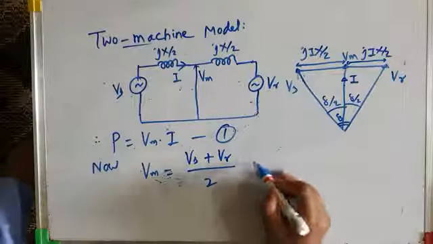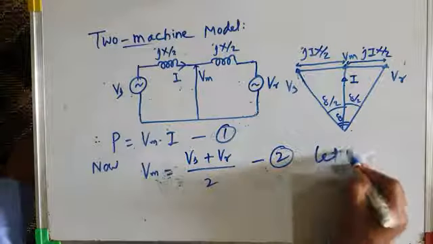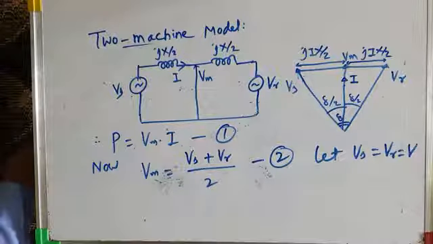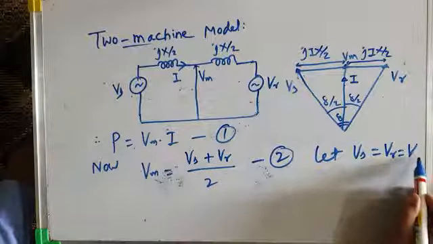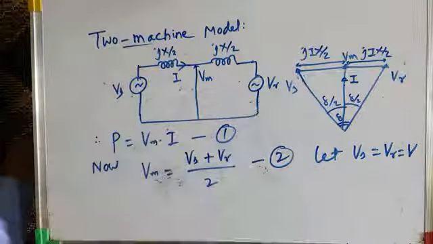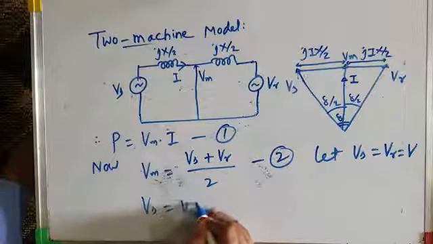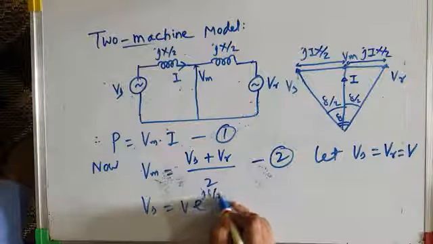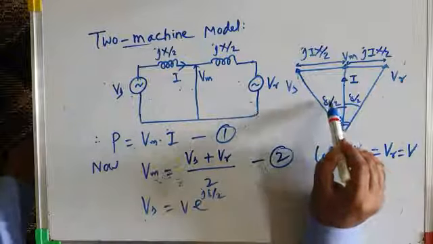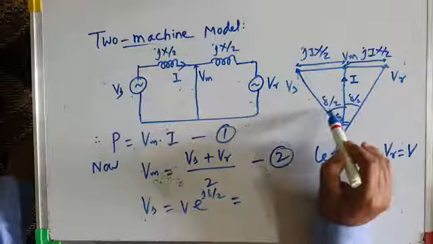So now let us call this equation 2. What is Vs, the sending end voltage? Let us assume that the sending end voltage is the same as the receiving end voltage, and let us say it is equal to V. Let Vs be equal to Vr, be equal to V. Let the two voltages be the same. That is, Vs is equal to V, Vr is also equal to V. Now, what is this sending end voltage? This sending end voltage is V e raised to the power j delta by 2, from this equation, because the phase angle between Vs and Vm is delta by 2.